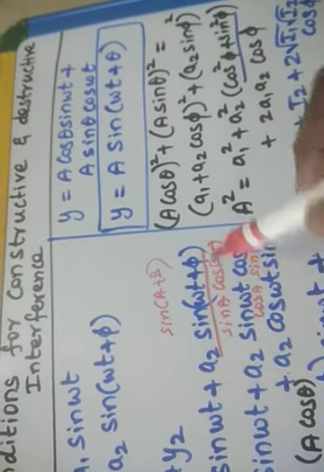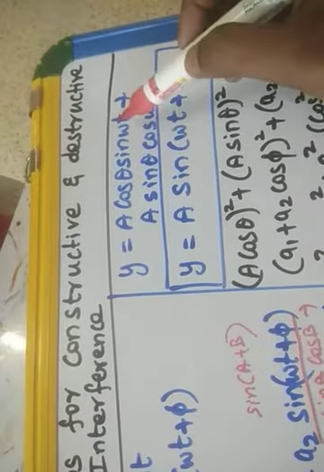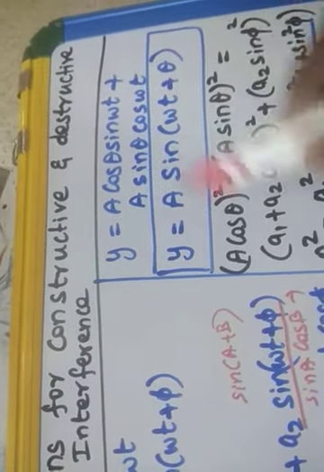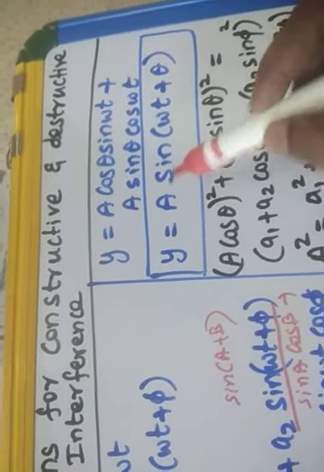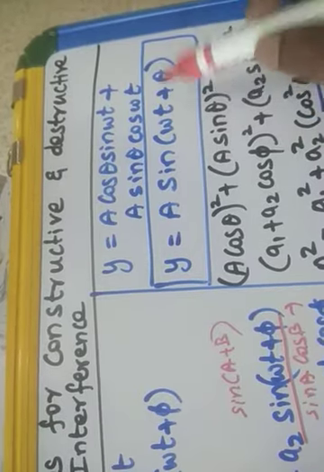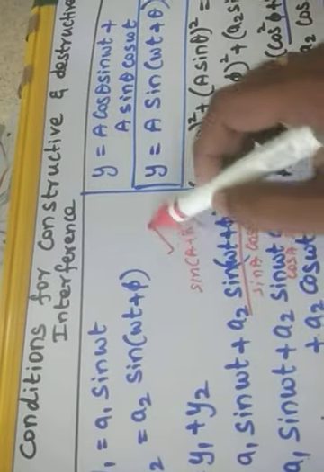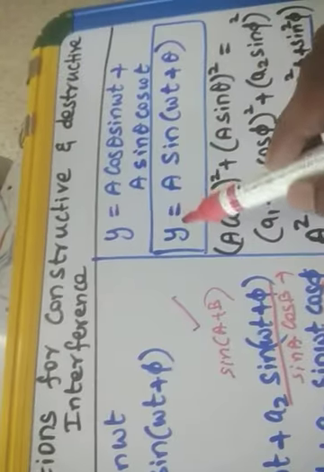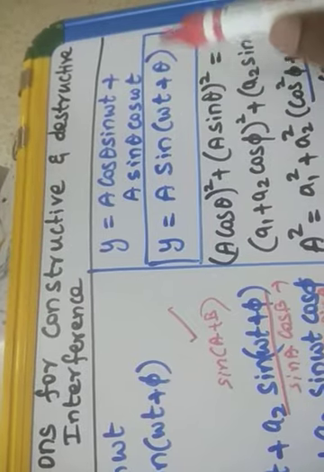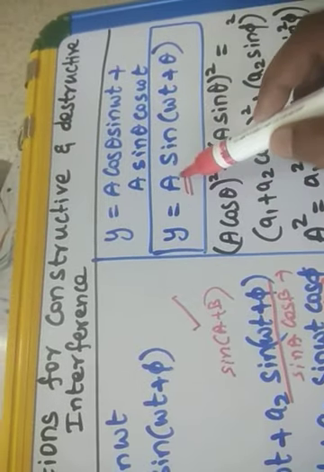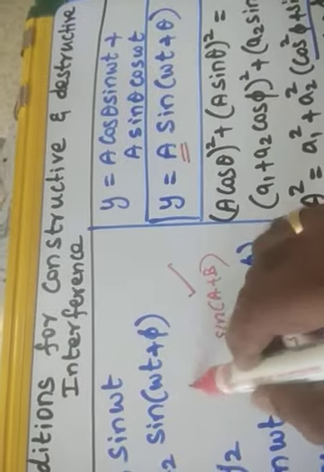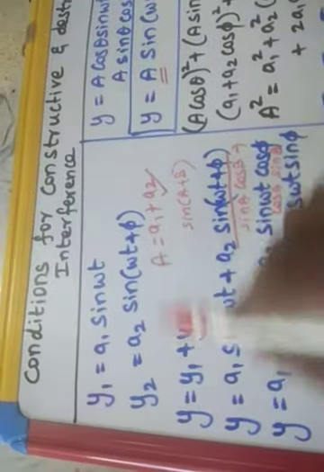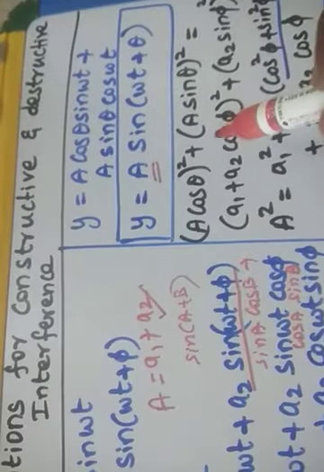Again it becomes sin a cos b plus cos a sin b. We can rewrite this with A as a common factor, so A sin (omega t plus theta). So by using this simple trigonometric formula, we can add these two waves as y is equal to A sin (omega t plus theta). What is A? A is the total amplitude. So A can be written as the amplitude of the first wave plus the amplitude of the second wave.